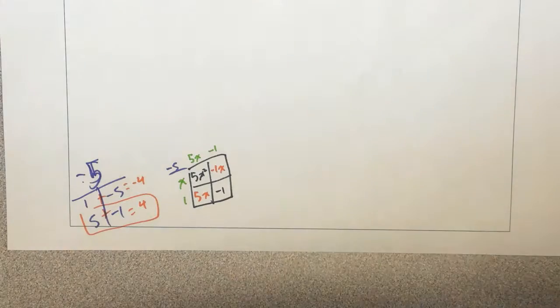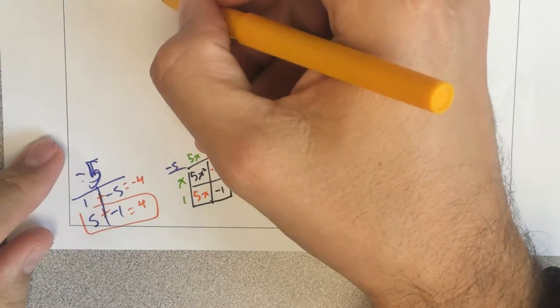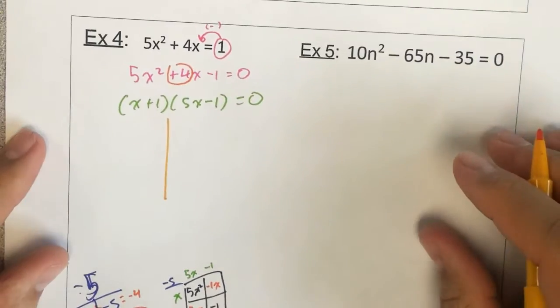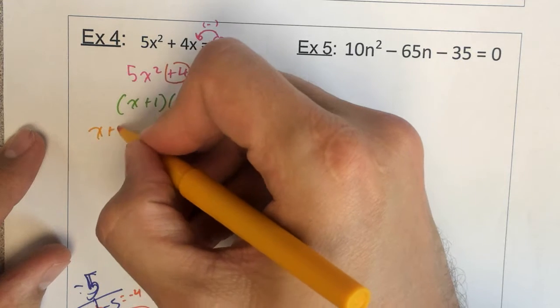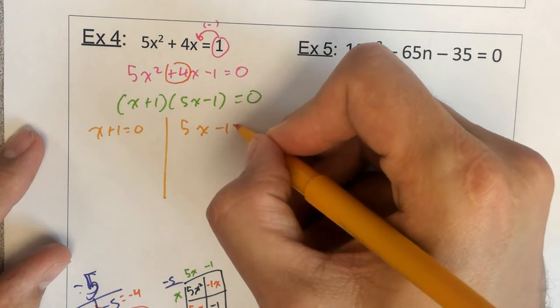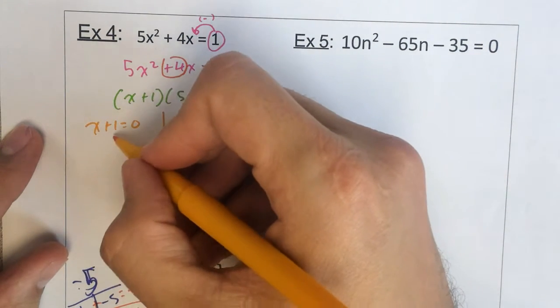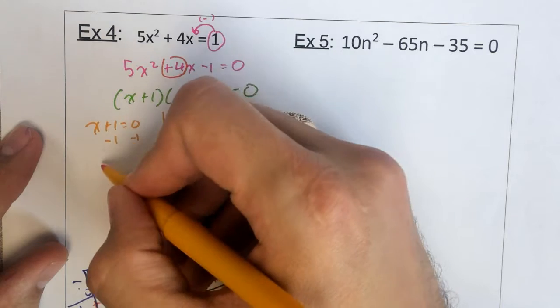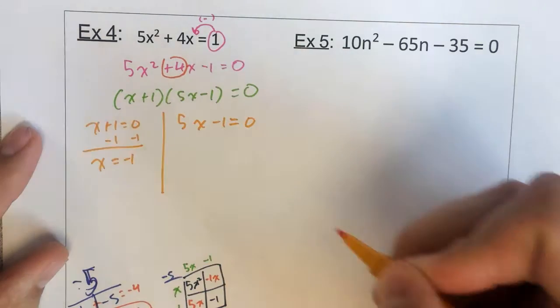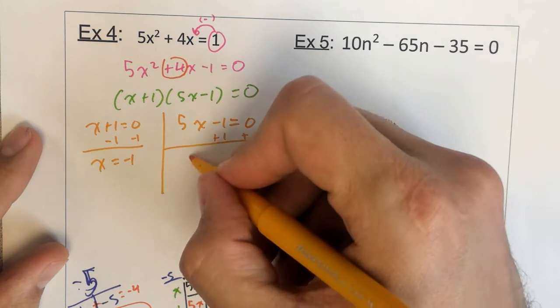Last thing to do is to set it equal to 0 with our zero product rule. So we're going to split this in half. We're going to say x plus 1 is equal to 0 and 5x minus 1 is equal to 0. We have minus 1 here, which gets us x is equal to negative 1. And here we are going to add 1.